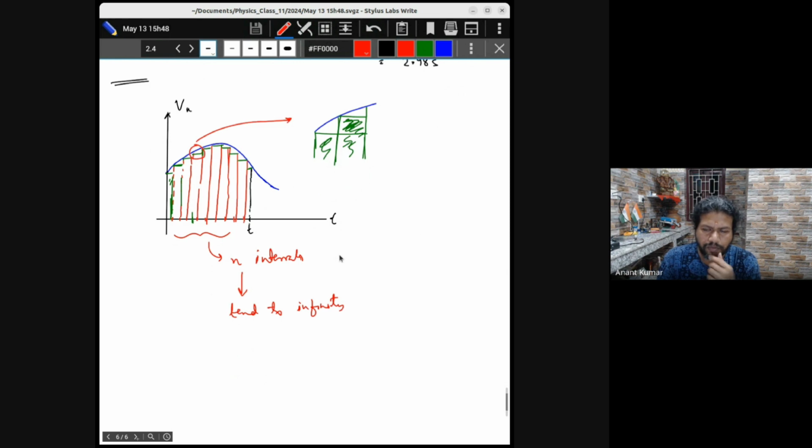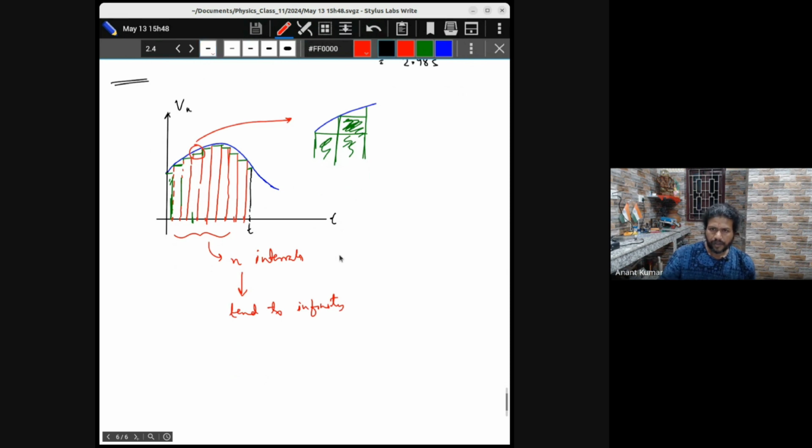This whole process, to find out the area by dividing into a large number of rectangles and then looking at what happens to that area as n becomes infinitely large, is called a definite integral. This is referred to as a definite integral, right?